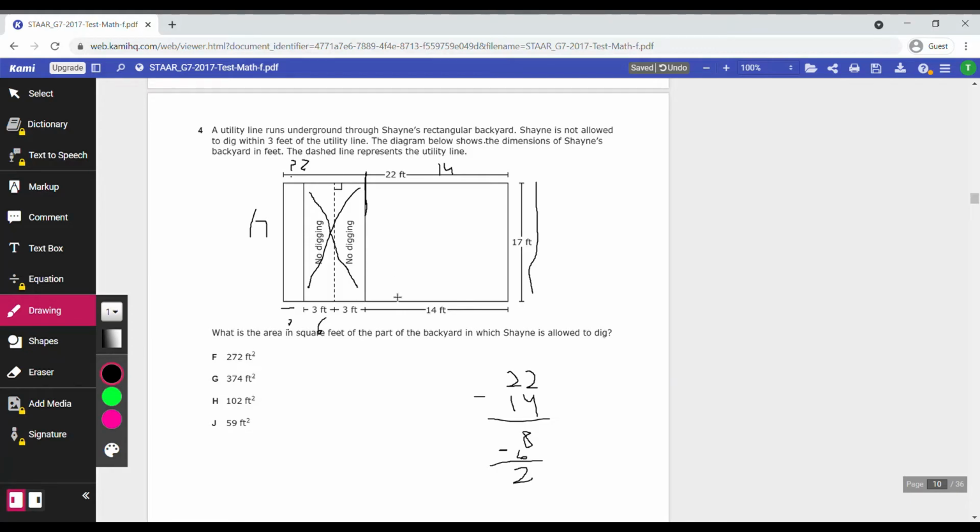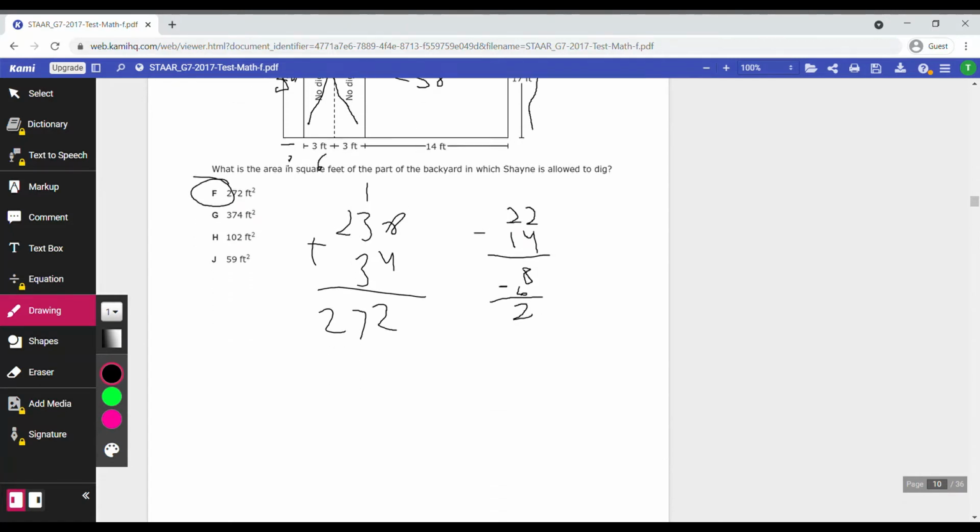We have to multiply these together and multiply these together and add them together to get our area. When you multiply 14 times 17, you get 238. And when you multiply 17 times 2, you get 34. Then you add these together. Oops, 34, not 23. So you get 238 plus 34, which is 272. So your answer is F.